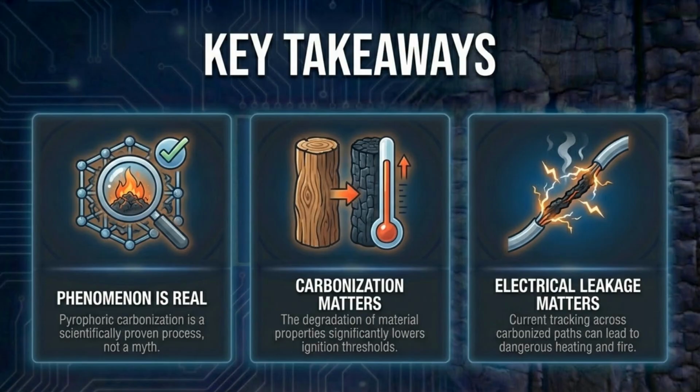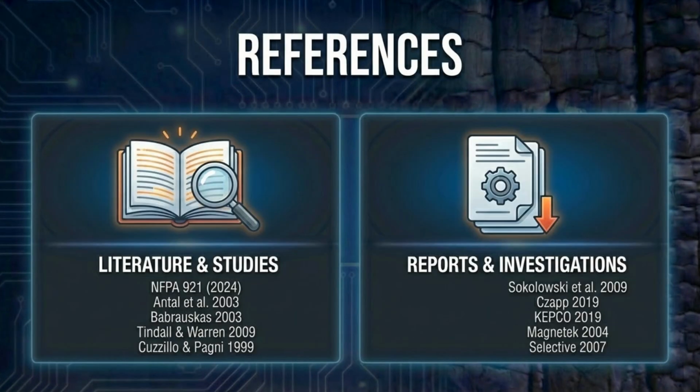Prolonged heat exposure fundamentally alters material properties. As wood carbonizes, its ignition resistance decreases and its reactivity increases. These changes allow ignition to occur at temperatures far below those associated with short-term heating. Carbonized materials can conduct electricity. Leakage currents tracking across these paths can produce localized heating sufficient to sustain smoldering and lead to delayed ignition, even when protective devices do not operate. Remember the importance of the scientific method in all your analyses.